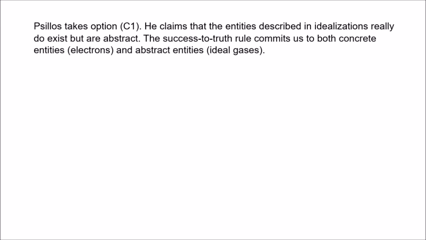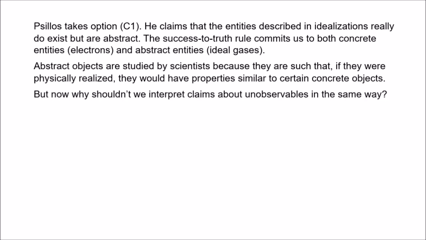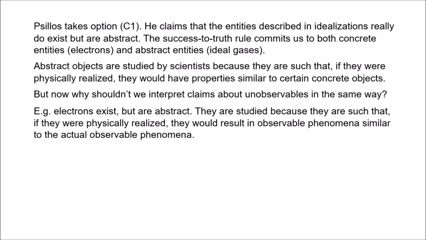Okay, well, it's easy to see how this fits in with Schaffer's counterfactual account of idealizations. These abstract objects are studied by scientists because they are such that, if they were physically realised, they would have certain properties similar to the properties of concrete objects. The problem with this is that it looks like we could interpret claims about unobservables, such as electrons, in exactly the same kind of way. We could hold that electrons exist, but they're abstract, and they are studied by scientists because they are such that, if they were physically realised, they would result in observable phenomena similar to the actual observable phenomena. So it looks like once we allow that ideal gases and so on exist but are abstract, why shouldn't we just say the same about unobservables?